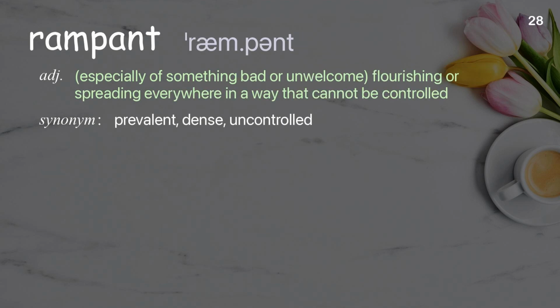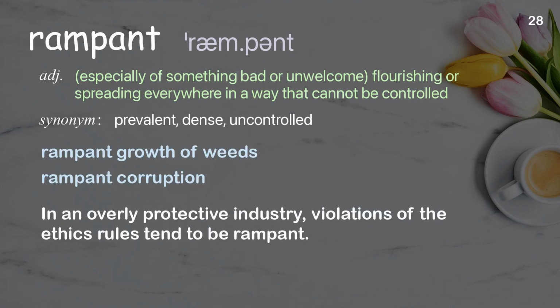Rampant. Especially of something bad or unwelcome, flourishing or spreading everywhere in a way that cannot be controlled. Examples: rampant growth of weeds. Rampant corruption. In an overly protective industry, violations of the ethics rules tend to be rampant.